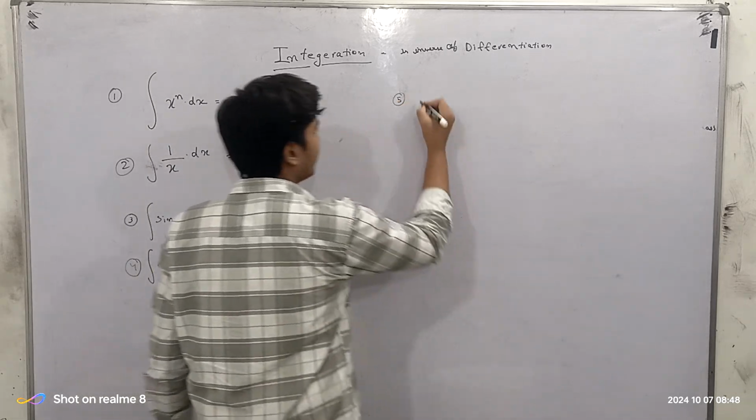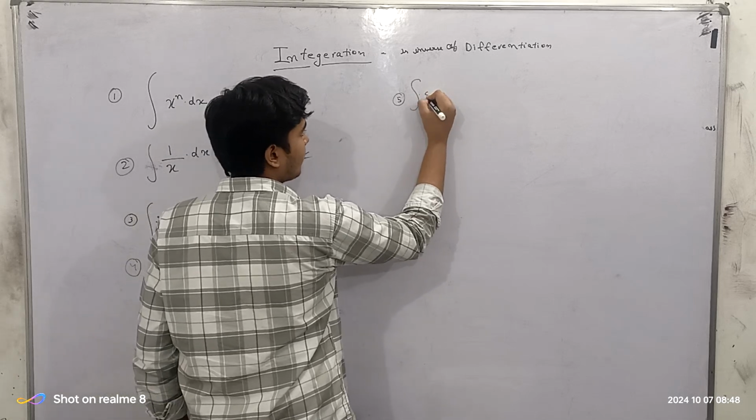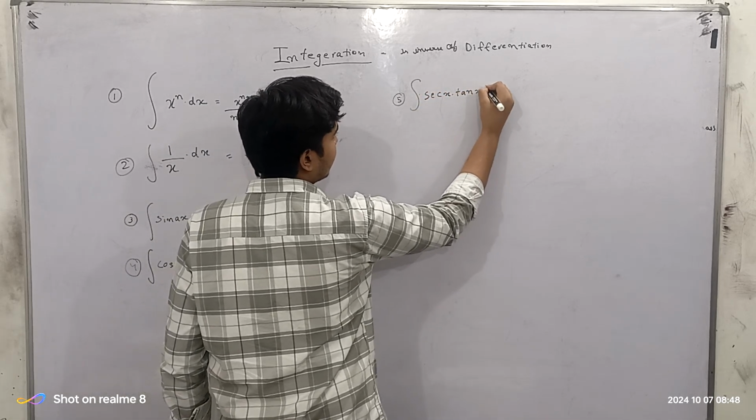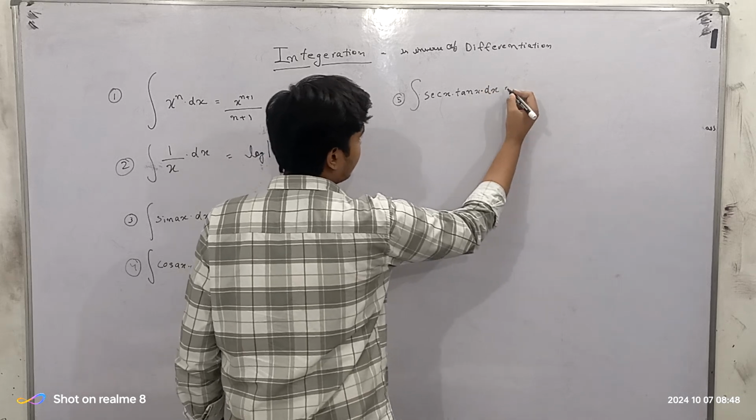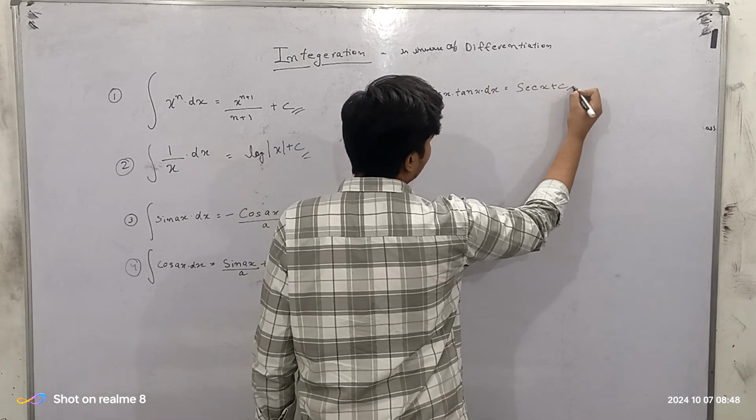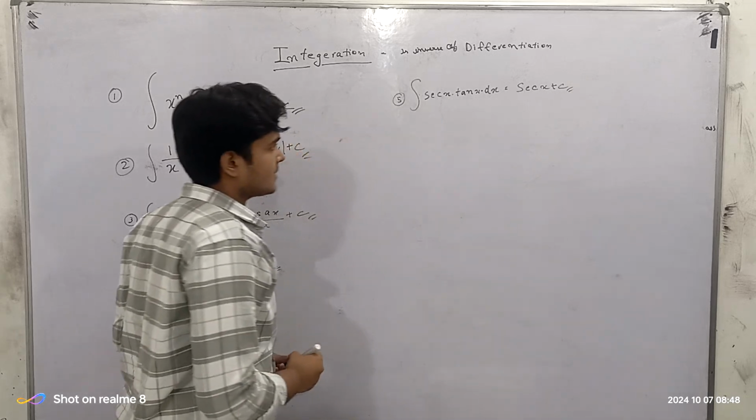Now we are going to integrate sec x tan x dx. The integration will be equal to sec x plus c. This is the integration of sec x tan x.